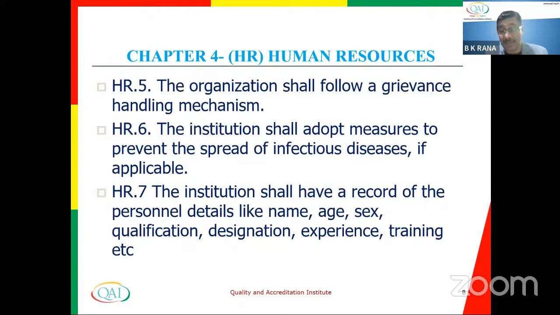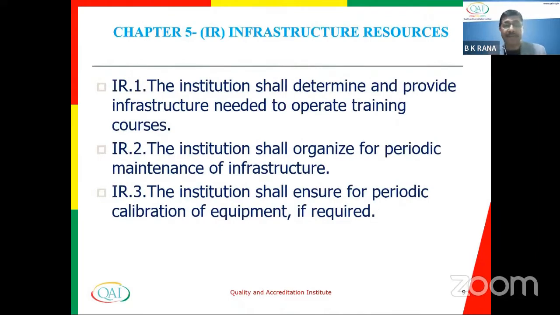Now you can have over and above, but these are the minimum things we should keep and maintain at all times. Chapter 5, infrastructure resources requirement: the institution shall determine and provide infrastructure needed to operate training courses. So what training you are offering, what infrastructure you need. So you determine what is required, right?